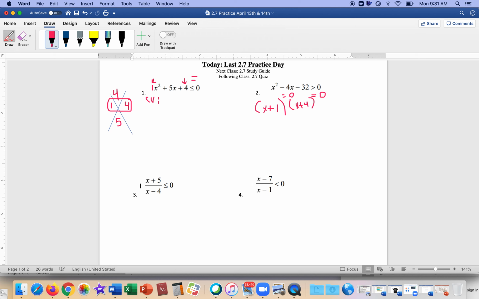Equal to 0, we would get -1 and -4. So then when we go to our number line, we're going to say that -4 and -1 are the critical values on our number line. So we'll go -4 and -1.